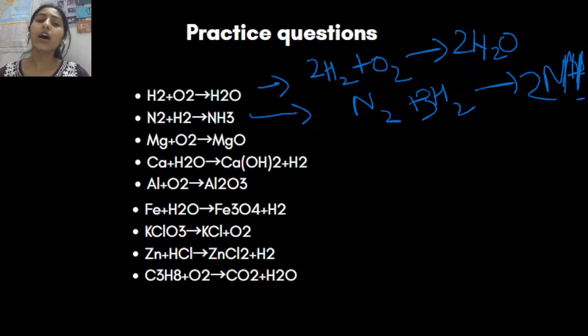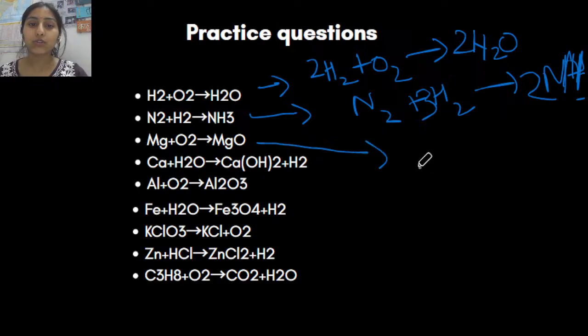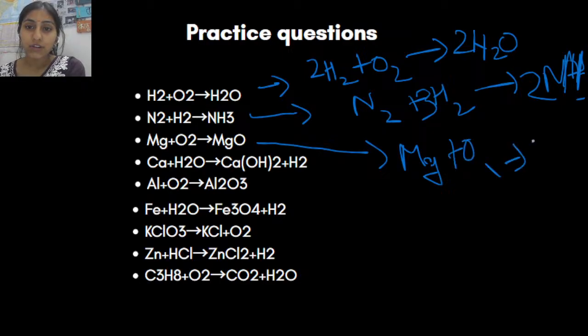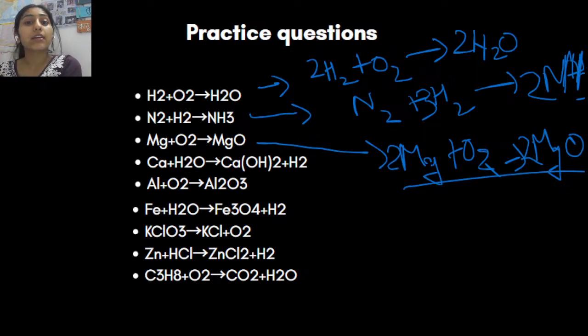Simple. Okay. Then again there is Mg plus O2 gives MgO. So how would we balance this? There are two oxygen atoms, right? So Mg plus O2 gives MgO. If we multiply by 2 over here and 2 over here, it would be a balanced chemical equation, right? Okay, great.